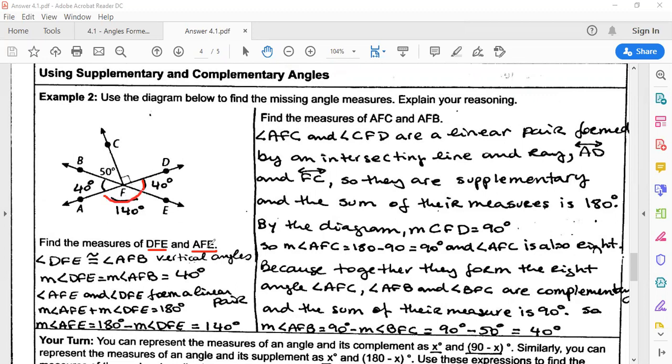So I know that DFE is equal to AFB right here. They are vertical angles, so that means they're congruent. So that's 40 degrees. And then I know that these two angles, DFE and AFE, form a linear pair. Because they form a linear pair, they form a straight angle. I just have to do 180 minus 40 degrees, and I get 140. So that means that the angle AFE is 140 degrees.